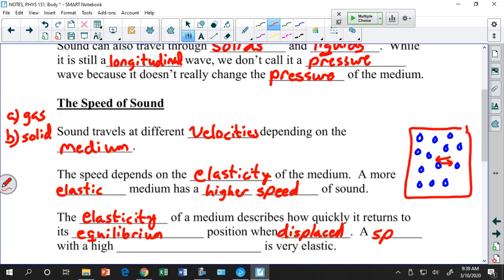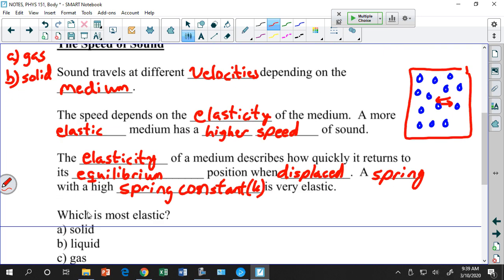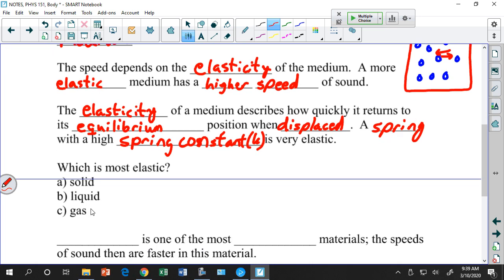A spring with a high spring constant, that's K, is very elastic. And again, not really the way that we use elastic, because we think of the little clicky pin with the spring in that. We think of that as being elastic, but it's really the opposite, that the spring in your car is actually more elastic.